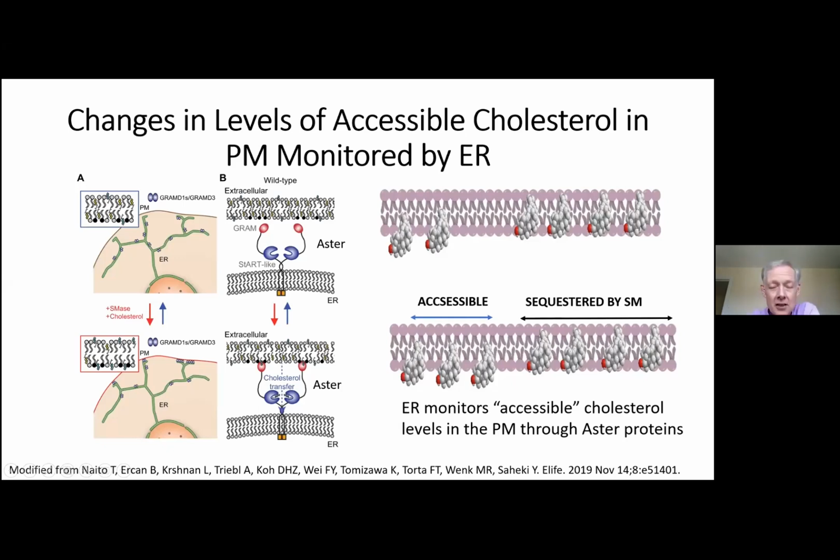Now when the levels of accessible cholesterol in the plasma membrane increase, the Aster proteins will bind to the plasma membrane, and they will then transfer accessible cholesterol from the plasma membrane into the endoplasmic reticulum. This cholesterol can then be monitored and will affect the SREBP processing. So the endoplasmic reticulum monitors the accessible cholesterol in the plasma membrane through these Aster proteins. This provides a connection between cholesterol levels in the plasma membrane and cholesterol levels in the ER. And of course, it's in the ER where all the SREBP machinery is present.